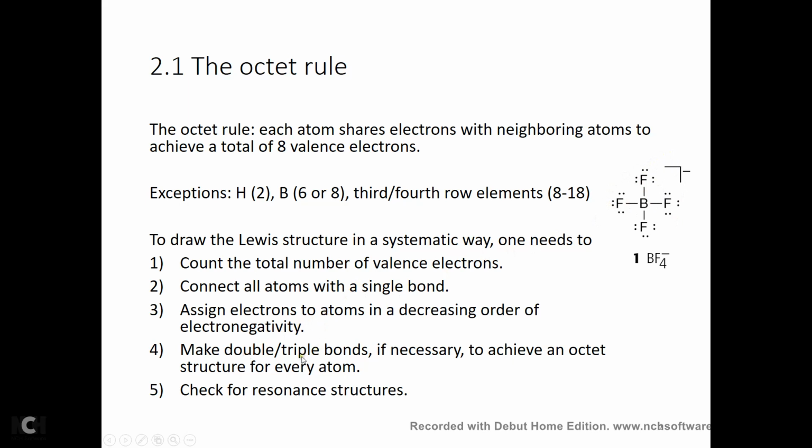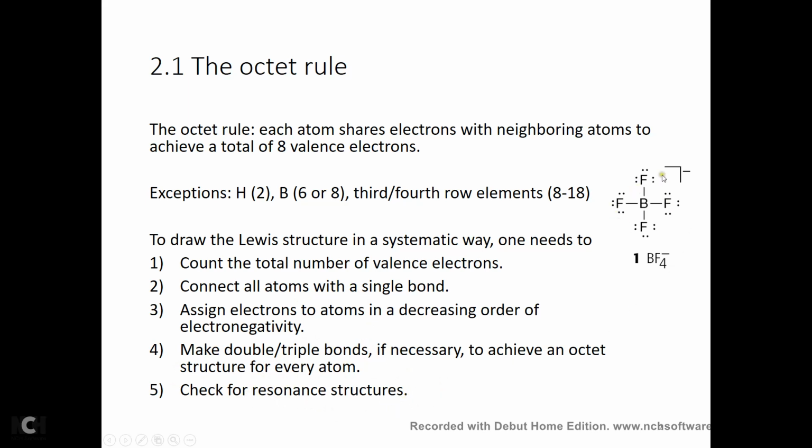After that, sometimes you find some atoms have less than 8 valence electrons. Then it's necessary to convert some lone pair electrons to bonding electrons. This is where you make double or triple bonds to make an octet structure for every single atom. And finally, check for resonance structures. Very often, you'll see there are more than one resonance structure.